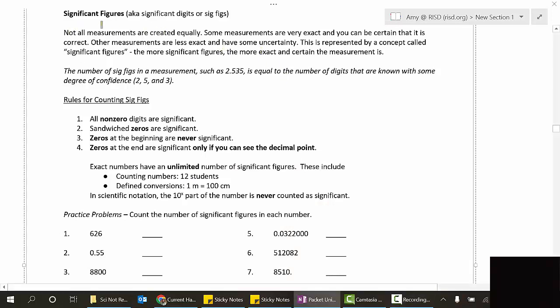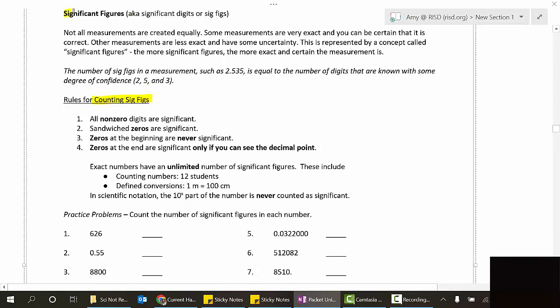Hey, welcome to this video on counting significant figures. We are only going to be talking about counting, so if you're interested in learning about math with significant figures, that's going to be a different video. This is literally only going to cover what you see on your screen right now.